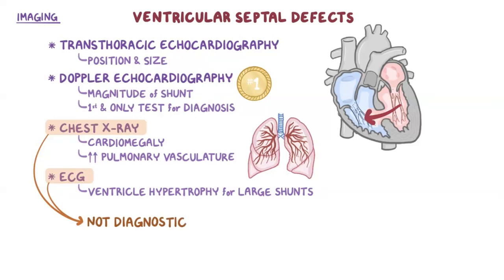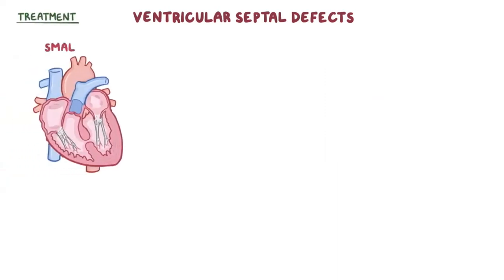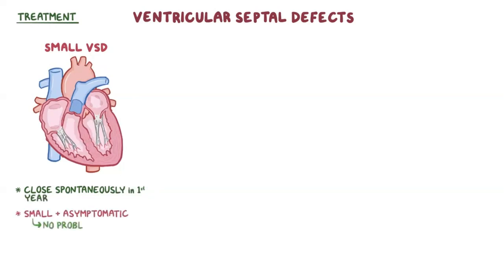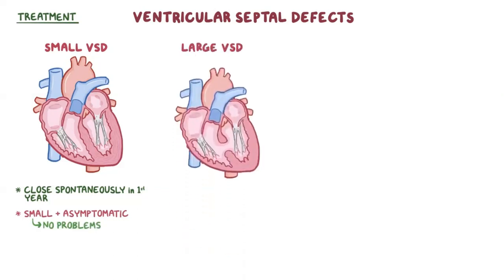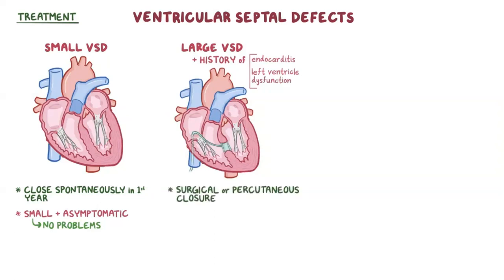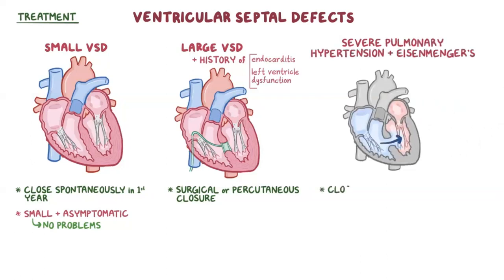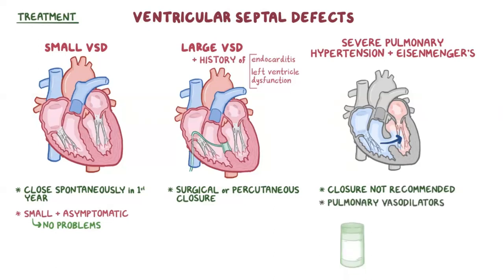Treatment of small VSDs is usually not required, because they often close spontaneously during the first year of life. Even if they don't, small, asymptomatic VSDs typically don't cause any problems. When there's a large VSD, a history of endocarditis, or left ventricle dysfunction, treatment consists of surgical or percutaneous closure of the VSD. In cases of severe pulmonary hypertension and Eisenmenger syndrome, closure of the VSD is not recommended, and instead, pulmonary vasodilators, such as bosentan or sildenafil, can be used.